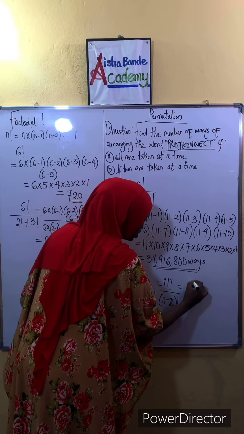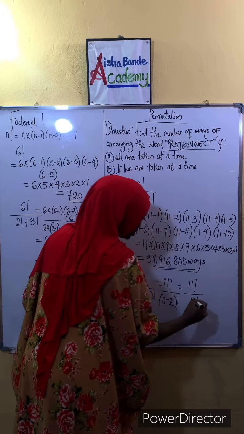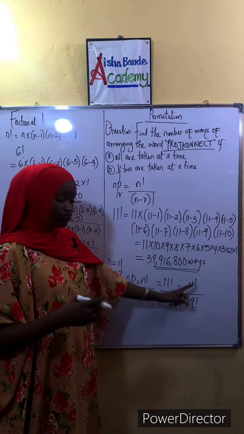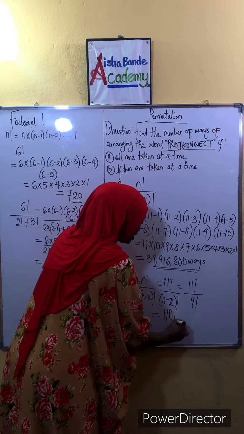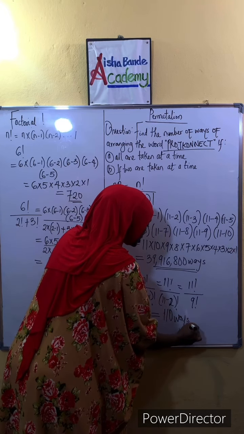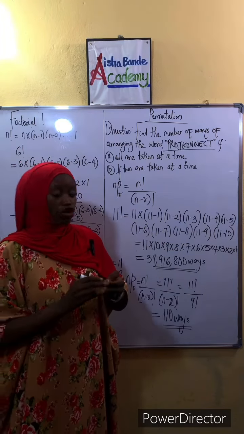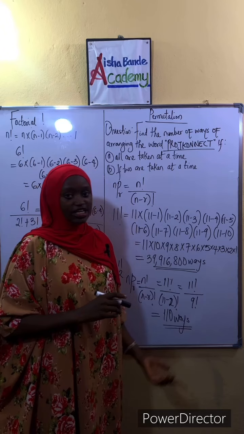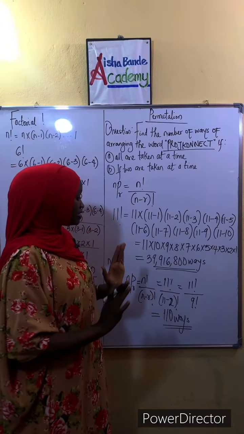This is equal to 11 factorial over 11 minus 2 here gives us 9 factorial. Okay, so when we simplify this just from our knowledge of factorial, this is going to give us a value 110 ways. So what this means is that if two letters are taken at a time from the word approach connect, we are going to have 110 ways of arranging the word. So this is as simple as that.